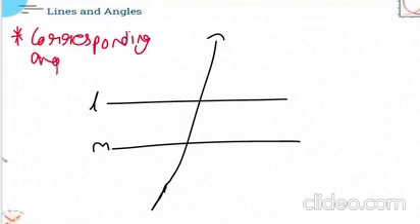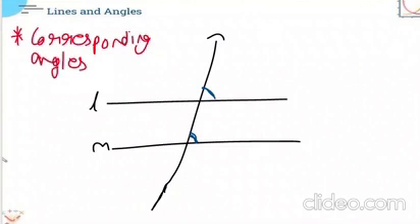Now when I talk about corresponding angles, what do you mean that they correspond? That means there will be two angles in consideration. One angle will be in the exterior part, the other will be in the interior, but they both will be on the same line only. So corresponding angle means that both the angles will be on the same side of the transversal. One will be in the interior, one will be in the exterior.